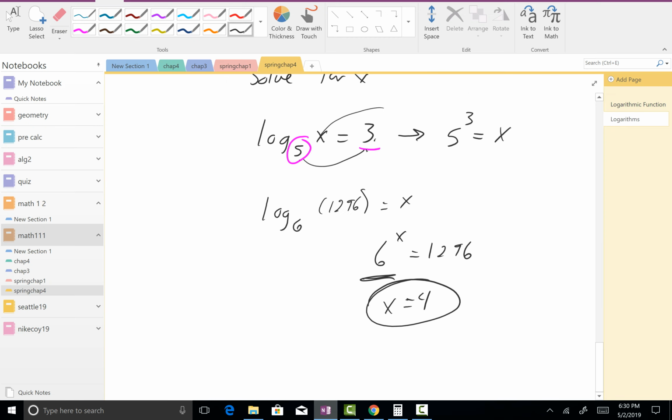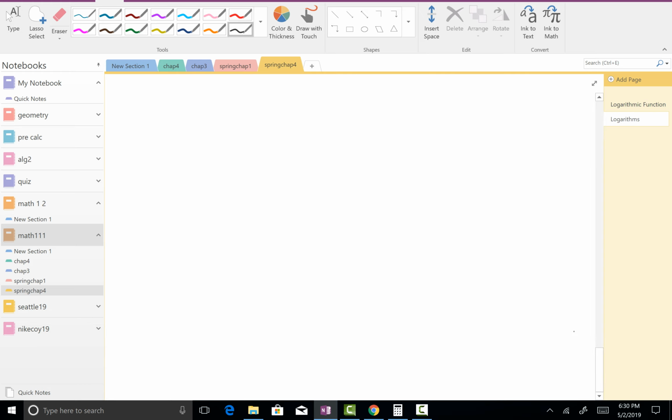I forgot to mention that when you have a base of 10, that's called a common logarithm. All right, so I should have mentioned that. Base 10 log is a common logarithm. Okay, anything base 10 is common. So that's pretty much everything about that first section of 4.4 on logarithms. We'll go ahead and pause this, and we'll do the next one.